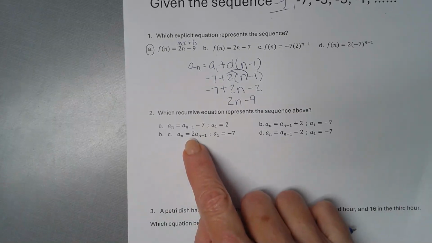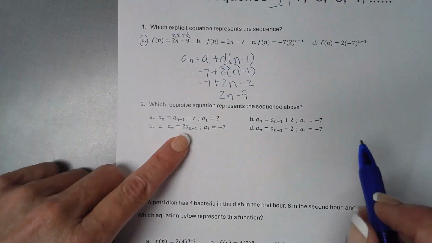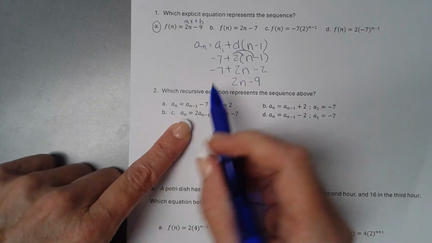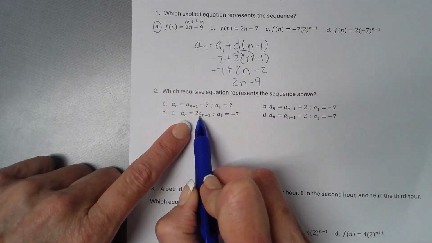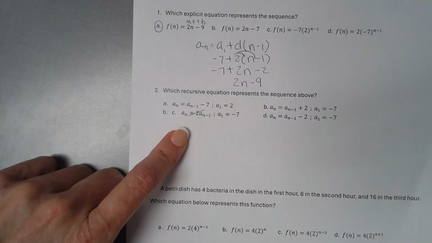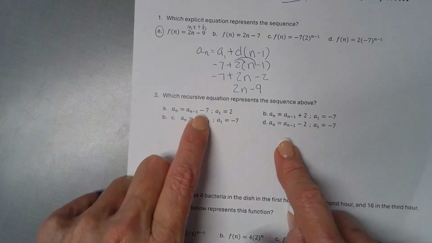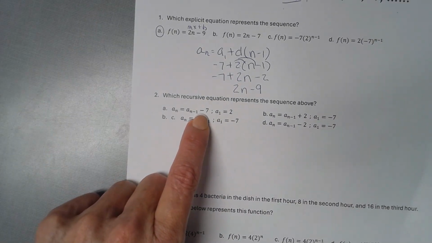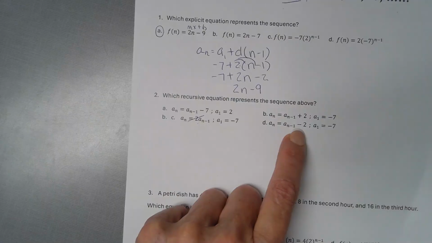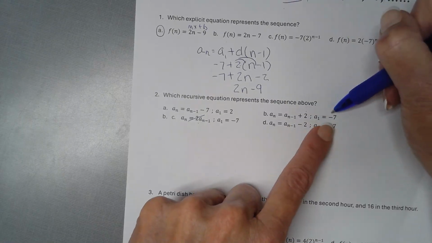Okay, so with recursive form, we are adding. So notice, we definitely do not want to pick this one. Y'all, this is multiplying by 2. Notice there is nothing in between the 2 and the a sub n minus 1. So y'all, I put that on there on purpose to see if you chose it. You should not have chosen that. Okay, here. This is saying that we are subtracting 7 for our pattern. That's not our pattern. This is saying we're subtracting 2 for our pattern. That's not our pattern. This is the correct answer. We are adding 2. And the first term is -7.